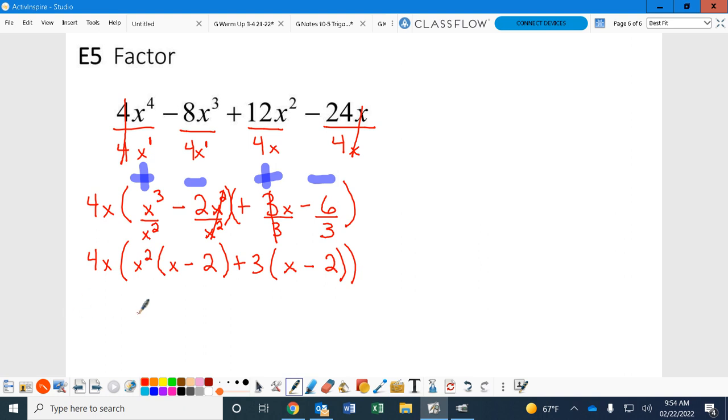Then at the end, all we do is write the 4x out in front. What goes in our first parentheses? What's common to both of them? What's the same? X minus 2. What goes in the other parentheses? Perfect. There we go. And that's your answer.